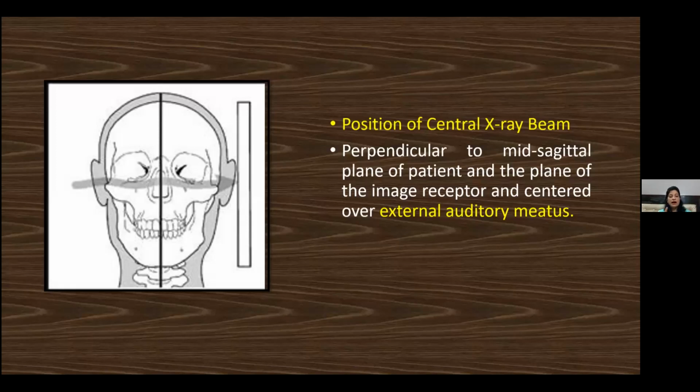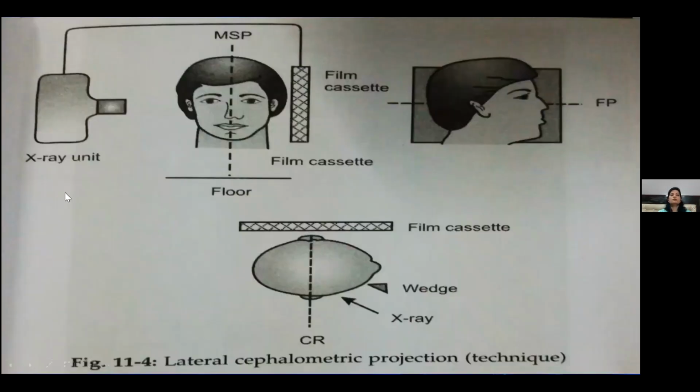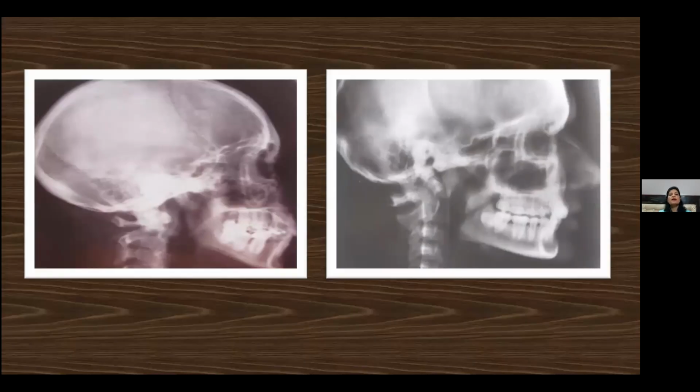Are the 2 points clear? How the patient is positioned, how the central X-ray is positioned. So this is the X-ray tube, the mid-sagittal plane, parallel, we have placed the film, and from the external auditory meatus the rays pass and it becomes perpendicular. So there is a wedge, which is a filter. Why do we require a filter? To visualize the soft tissues better in lateral ceph. So you can get an image-based question in which you are given these kinds of images. You should know that this is a lateral projection, so it is a lateral ceph.